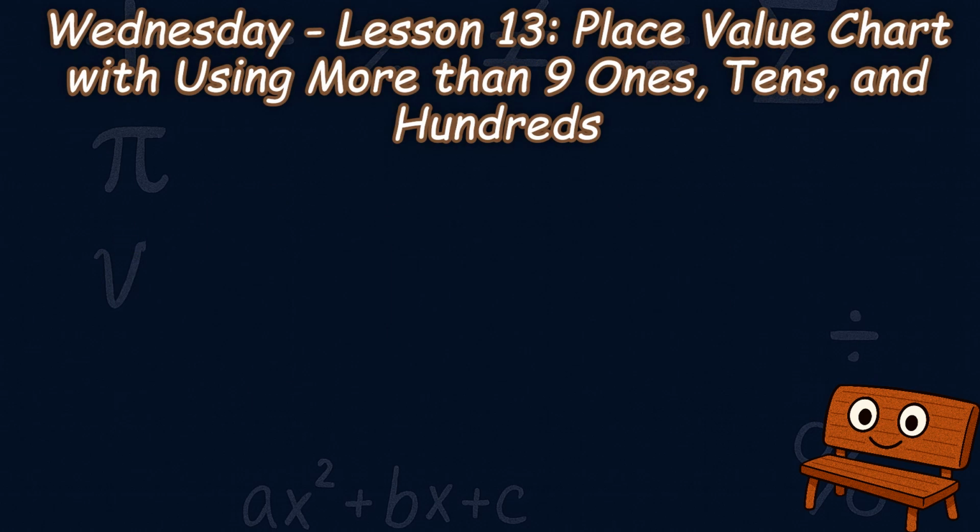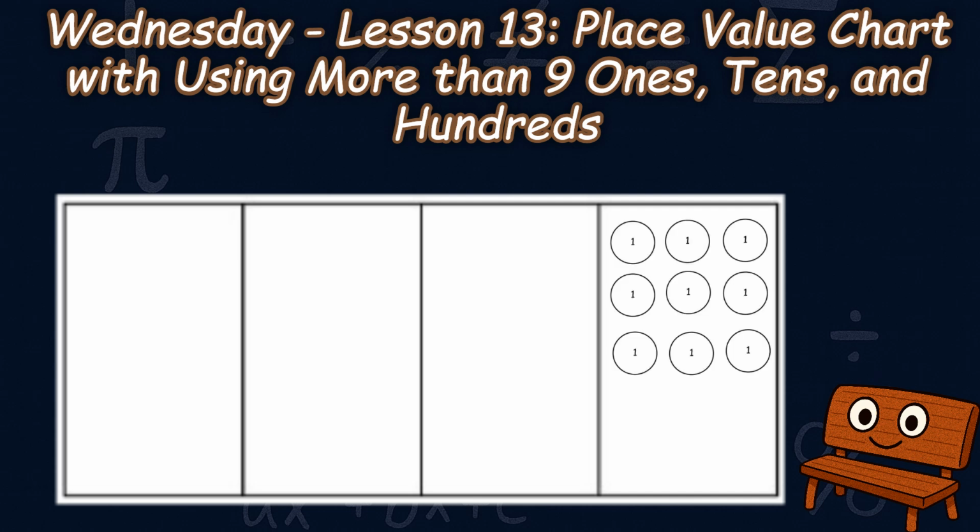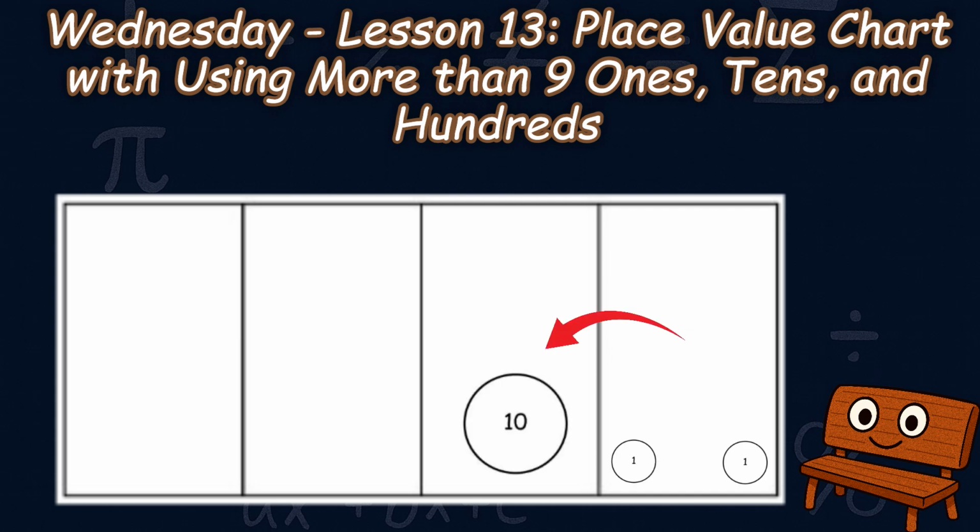On Wednesday, Lesson 13, we utilize the place value chart with using more than 9 ones, tens, and hundreds. What this means is that normally we would only be able to fit 9 ones or tens or hundreds in a single spot. Once we reach 10, 11, 12, we would have to move it over to the next place value. This starts to get a little tricky though without the use of manipulative help, so they will have place value charts in class to be able to utilize and help them count and rearrange their disks.